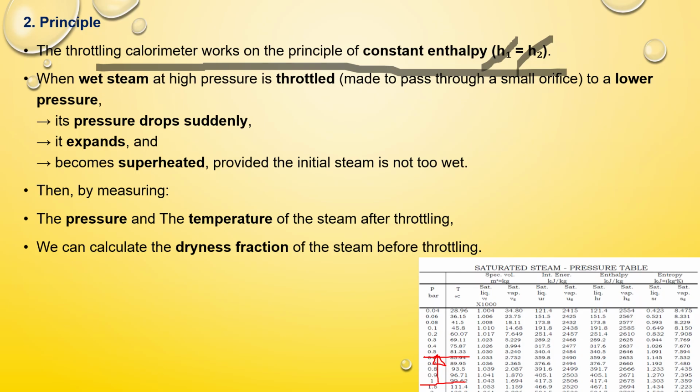So it is not like magic that your steam is converted into superheated steam. This magic is because of the drop in pressure. When the pressure drops, its boiling point temperature drops. And when the boiling point temperature drops, the steam at the same temperature is considered to be superheated steam.